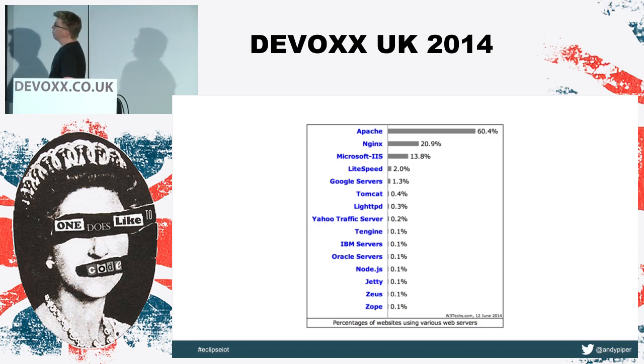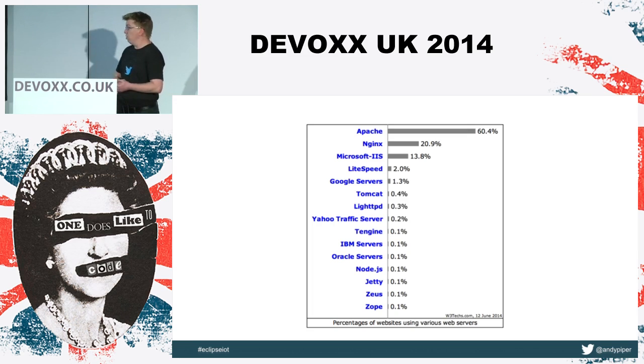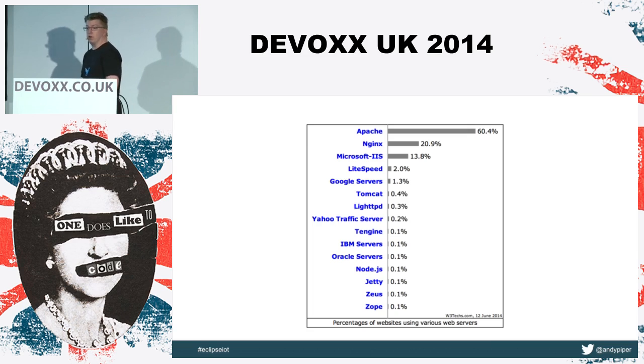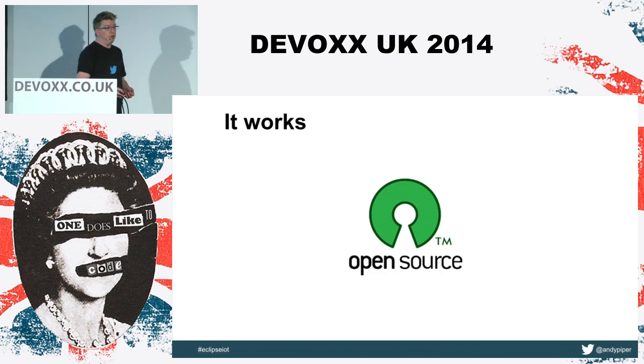Most of the proprietary ones on there, other than Microsoft, you could kind of claim is a bit of a rounding error. And again, in fact, things like IBM WebSphere or whatever is likely to be fronted by some open source software like HTTPD. So this open source thing works, right?